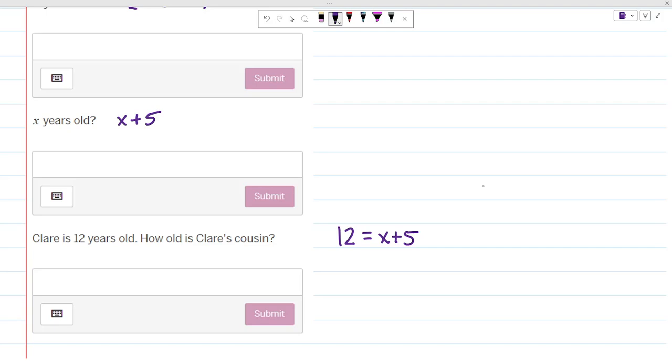Now how can we find out how old Claire's cousin is? Well, we would solve for X. How do we do that? Well, we can think about hanger diagrams, and now we could do the same thing to both sides in order to keep things balanced but find out what X is. So what if we remove the extra 5 from the right hand side? Then we can subtract 5 from the left side also. So we can subtract 5 from both sides.